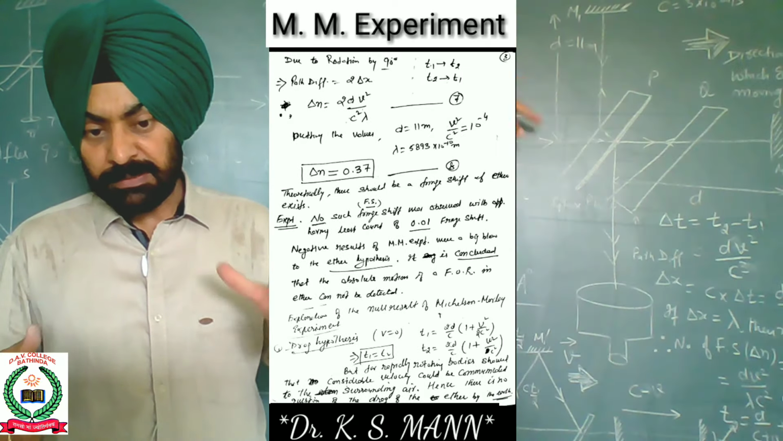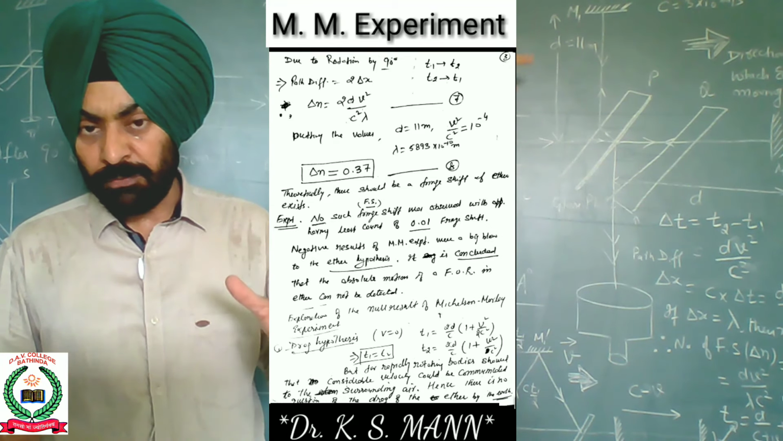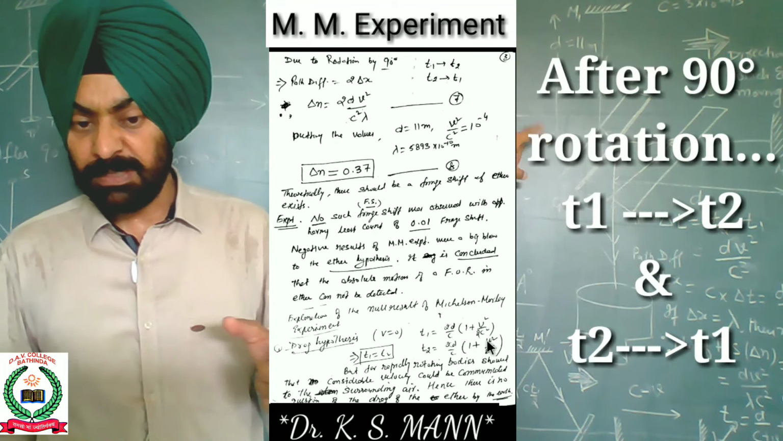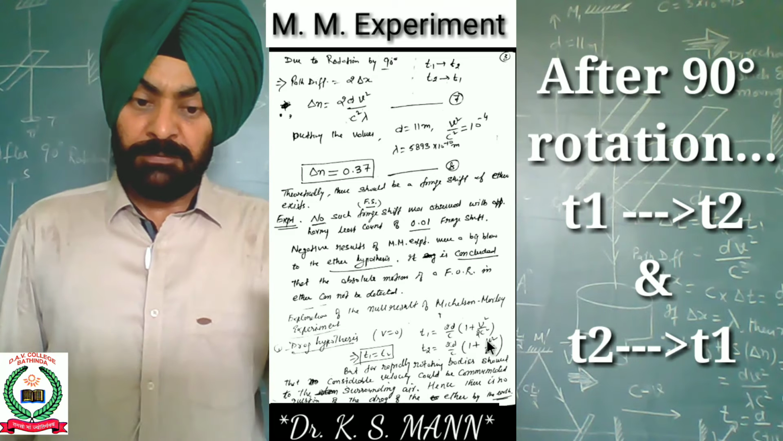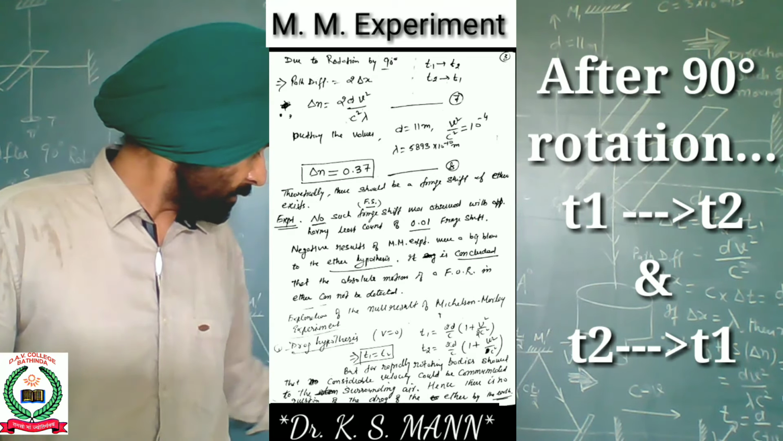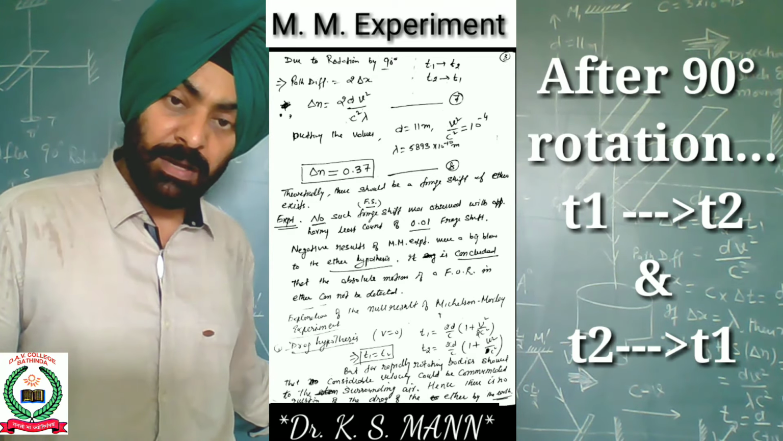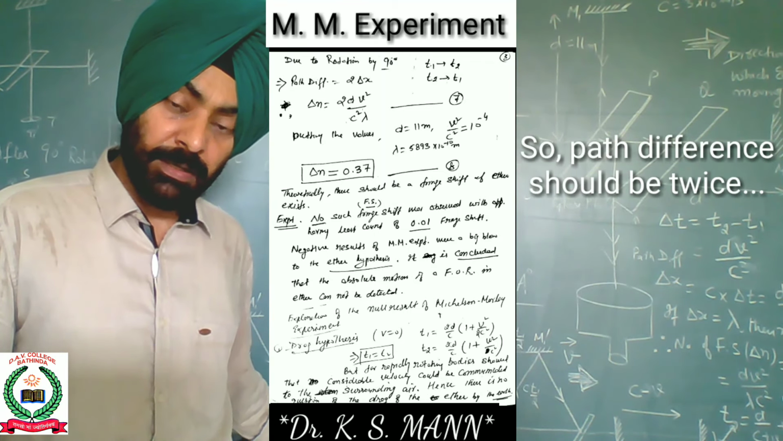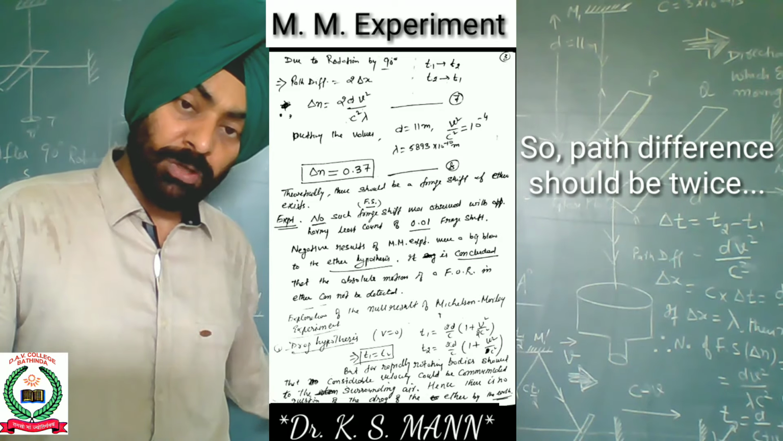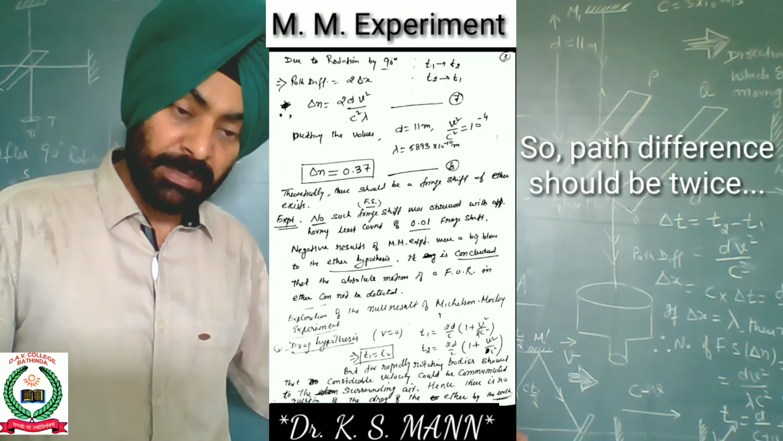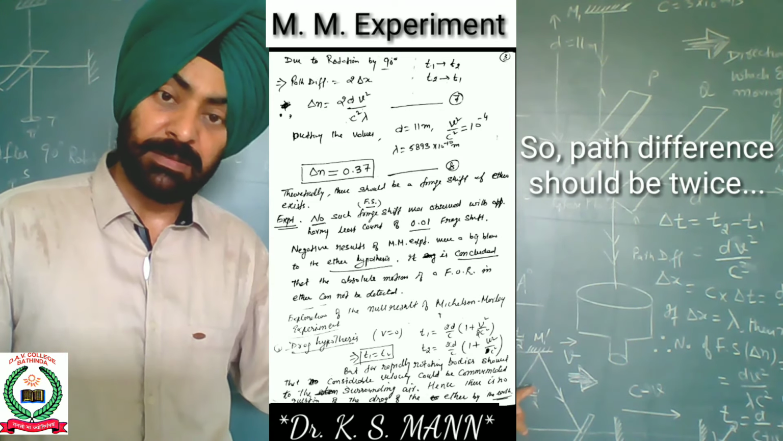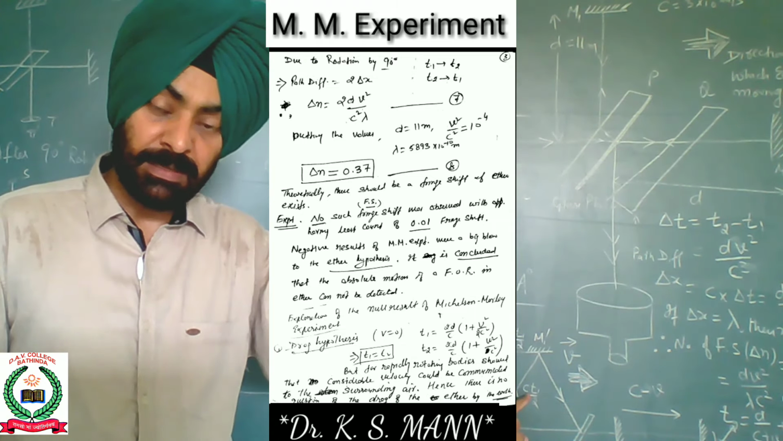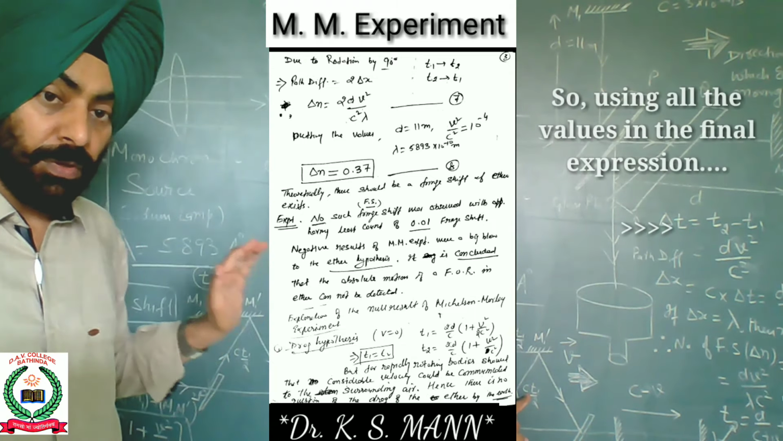Now, due to the rotation of 90 degrees, t1 converts into t2 and t2 converts into t1, so that is why the path difference is equal to 2 into delta x. So twice the path difference. As a result, the fringe shift is twice, so it becomes 2 d v square by c square lambda. This is the final expression for the change in the fringe shift by the 90 degree rotation.